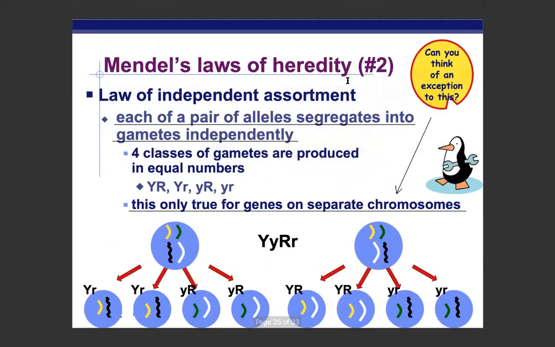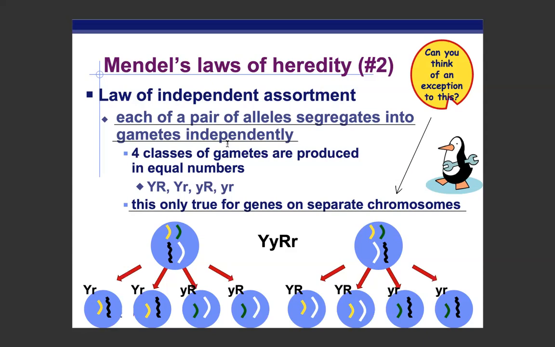And this is the second law of heredity, the law of independent assortment. This just states that each of a pair of alleles segregates into gametes independently. So the fact that a daughter cell has the dominant allele for one trait, for example seed color, doesn't affect whether it gets the dominant allele for another trait, for example seed shape.